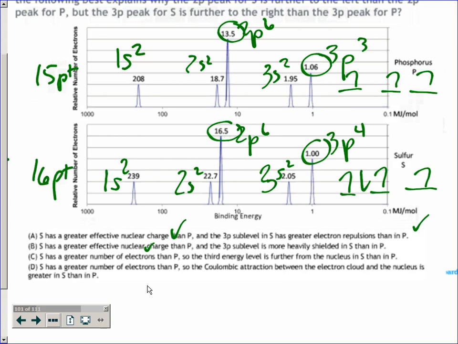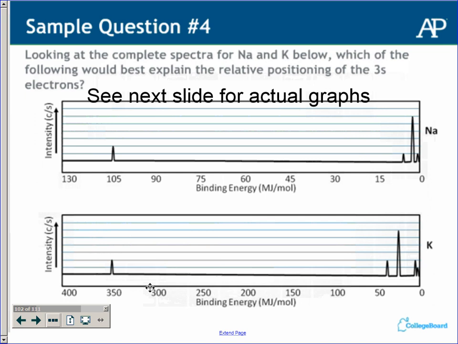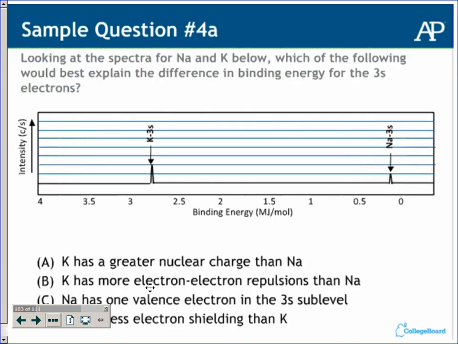So if you write out your electron configuration across the board and you think about what's happening in that last one, you should hopefully see the 3 go to 4 and then say, oh, I'm now doubling up, that's electron repulsion. And then I'm going to go to the next slide. The potassium and the sodium graphs are really wonky here. This is what they actually had you looking at. So what best explains the difference in binding energy for the 3s electrons?